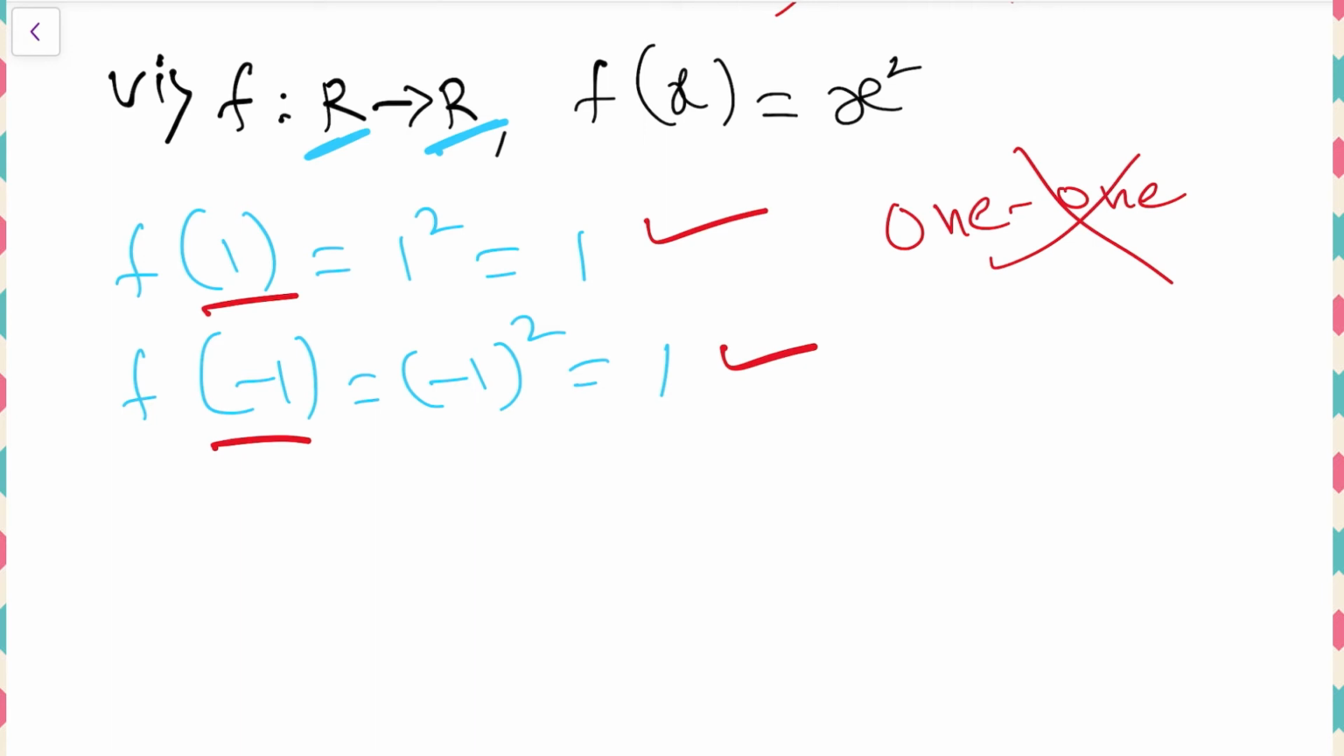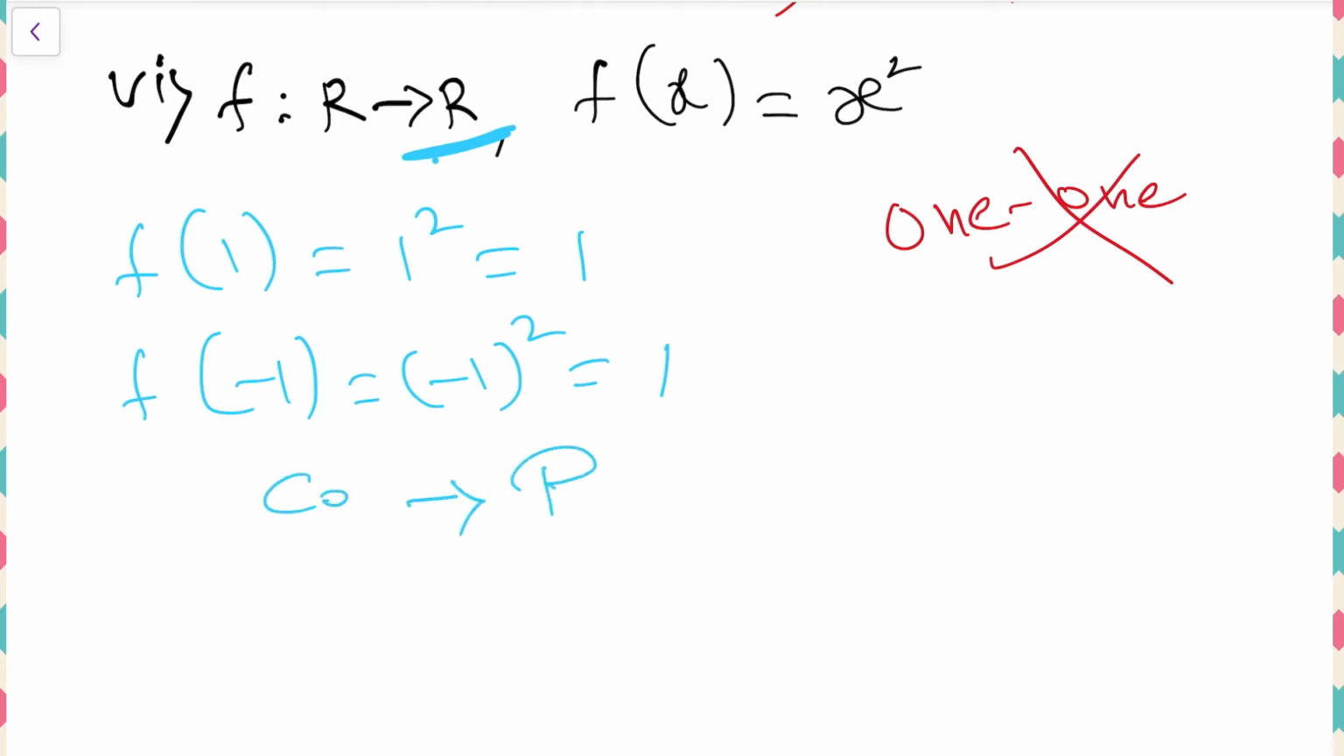Next, let us check whether it is onto or not. Onto, otherwise surjection. To become a surjection, codomain as well as range both should be same. Now in this question, what is the codomain? Codomain is real numbers. Then what about the range? Here x square is there.